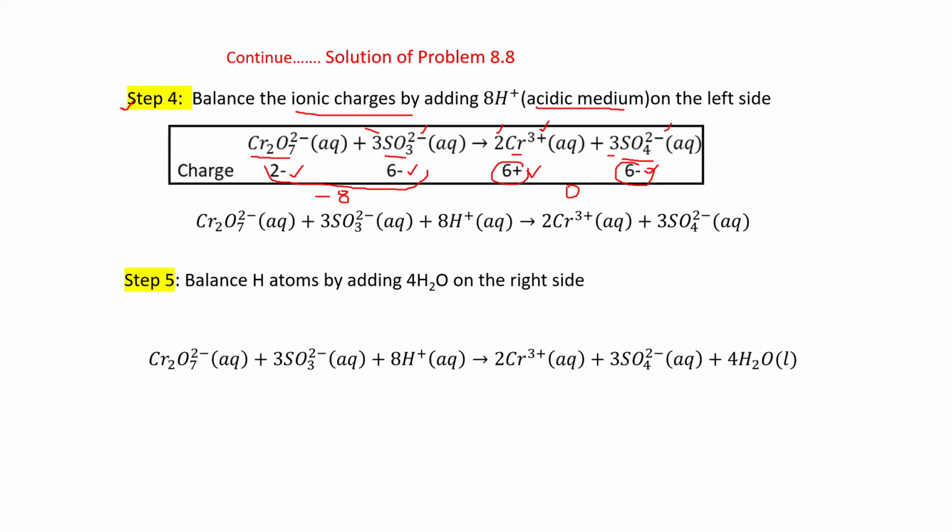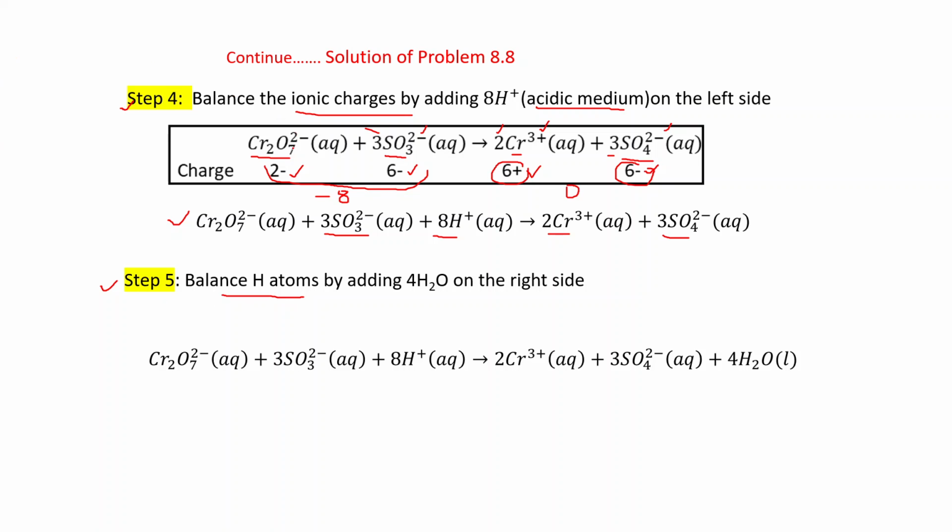Now we have to add H+. On which side and how many H+ do we have to add to make the charge on both sides equal? We can say on the reactant side we have to add 8 H+. Is it clear? So our reaction becomes Cr2O7 2- plus 3SO3 2- plus 8H+ converting into 2Cr3+ plus 3SO4 2-. Clear? And last step, step 5, balance hydrogen atoms. Hydrogen atoms are balanced by adding water molecules.